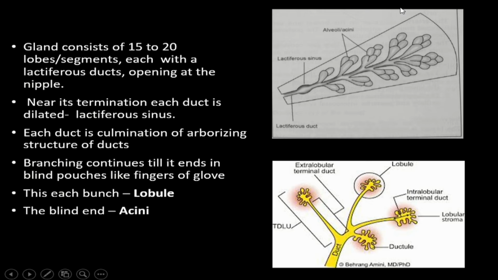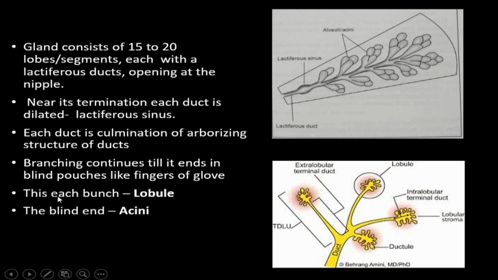Usually the breast contains segments like this, 15 to 20 segments. Each segment has a lactiferous duct, which has a dilated terminal sinus, the lactiferous sinus, and each duct is a culmination of arborizing structures. This duct is a culmination of these arborizing ducts from the lobules, and this branching continues till it ends up in blind pouches, like the finger of a glove, or if you poke your finger into a balloon, how it shapes it, those are like that.